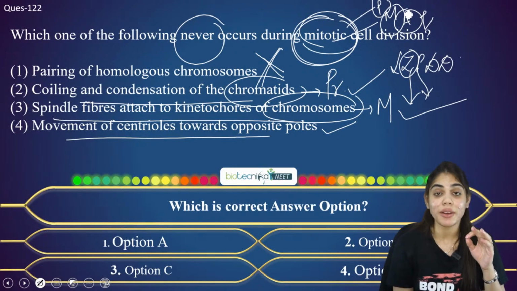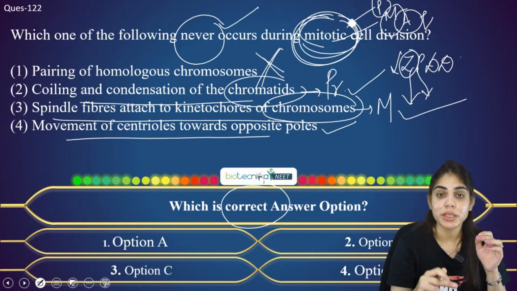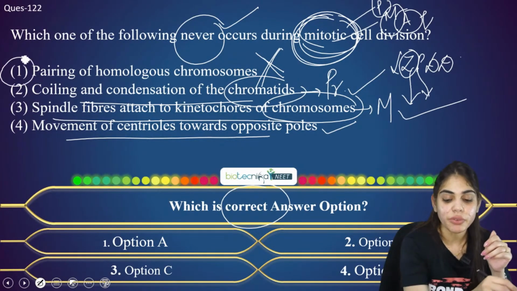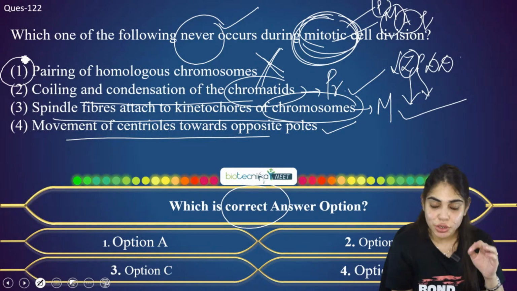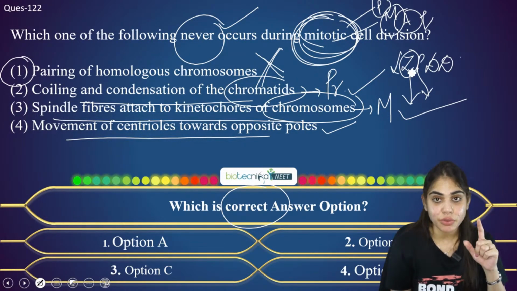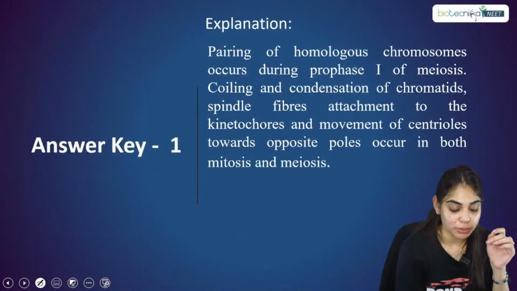But here you have to select the correct answer, which is not coming under mitosis, means which is a part of meiosis. Then what is a part of meiosis? This pairing of homologous chromosome, which is actually taking place in zygotene stage of meiosis. So the right answer for this question according to this is option A, that means option 1.